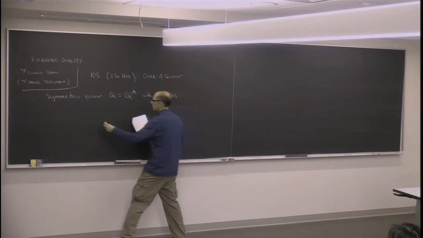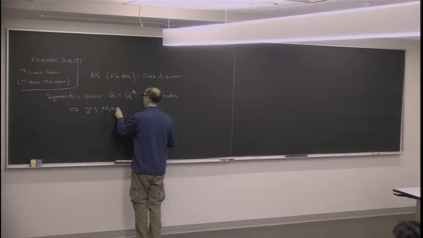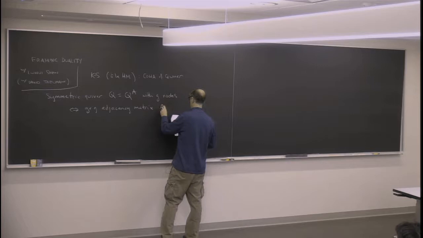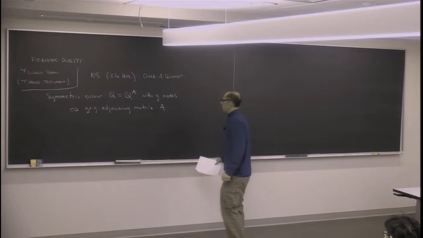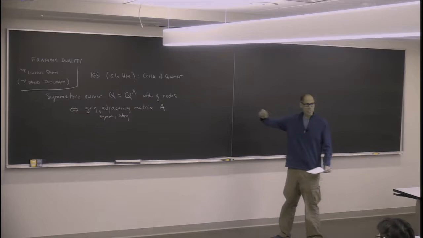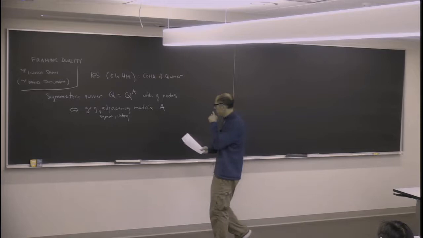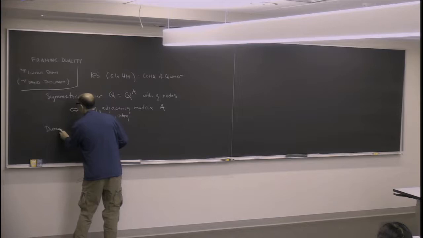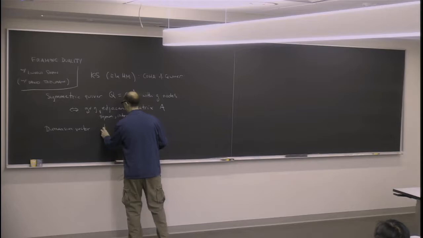It's defined by a g by g adjacency matrix A. And this would have to be a symmetric integer adjacency matrix. A_ij tells you how many arrows between node i and node j, and because it's a symmetric quiver, A is a symmetric matrix. Let's choose a dimension vector, d, a g-tuple of non-negative integers.